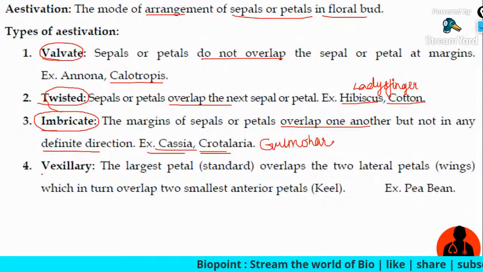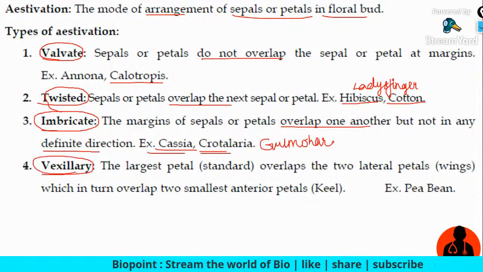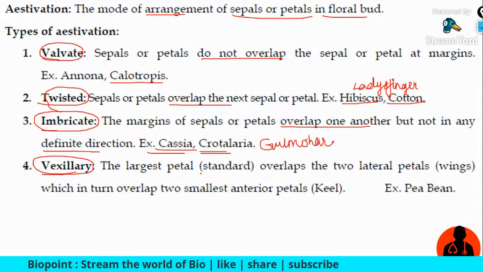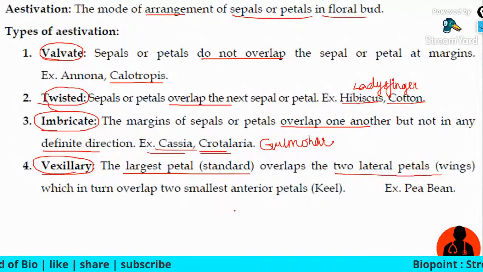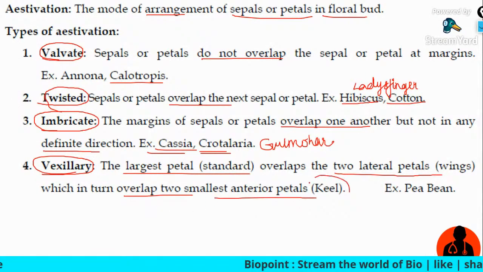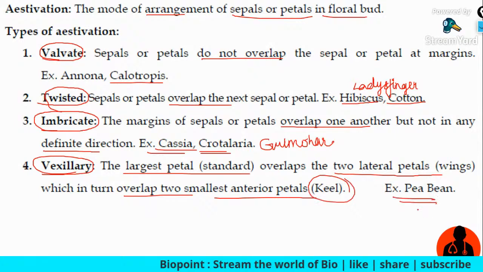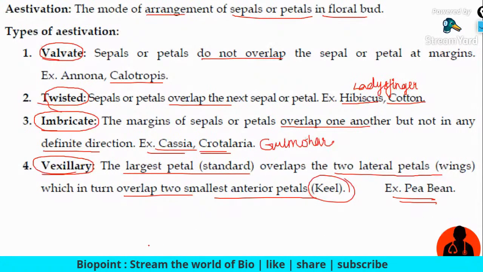Last one, vexillary. Even the diagram is given, the statement is given, easy to understand. There is a large standard petal which overlaps two lateral petals, which in turn overlap two smallest anterior petals known as the keel. For example, pea, bean and all. Fabaceae family, vexillary aestivation.